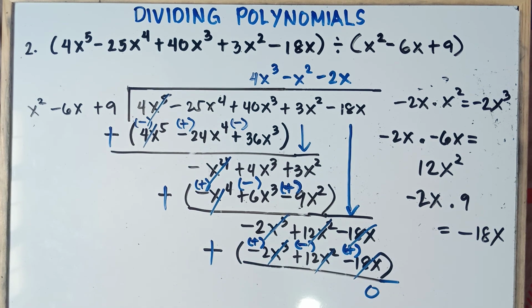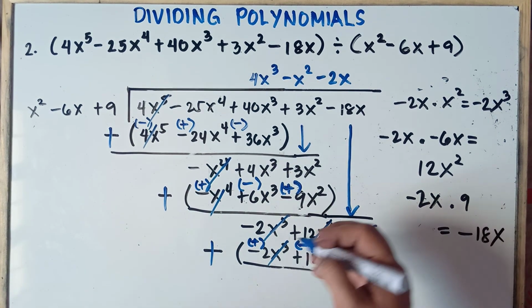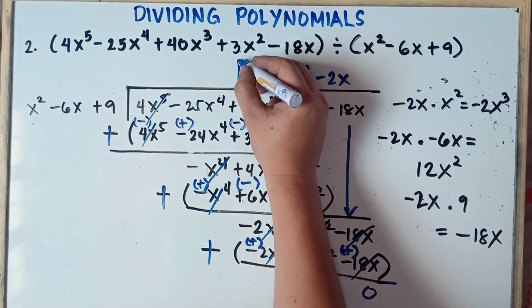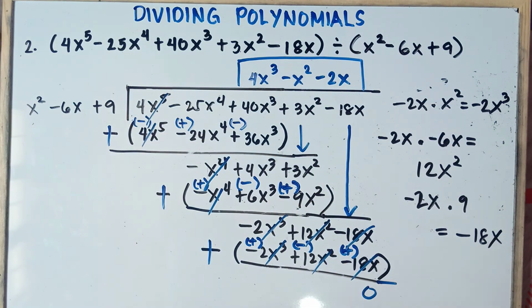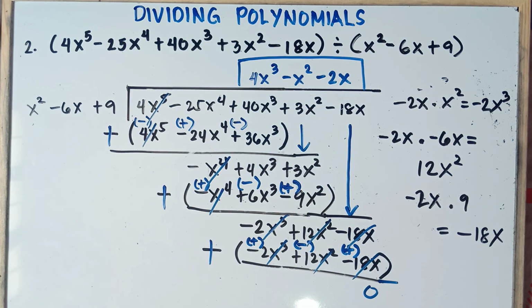We don't have the remainder, class. That's it, class. All set. So this will be our answer, class. All set. 4x cubed minus x squared minus 2x.